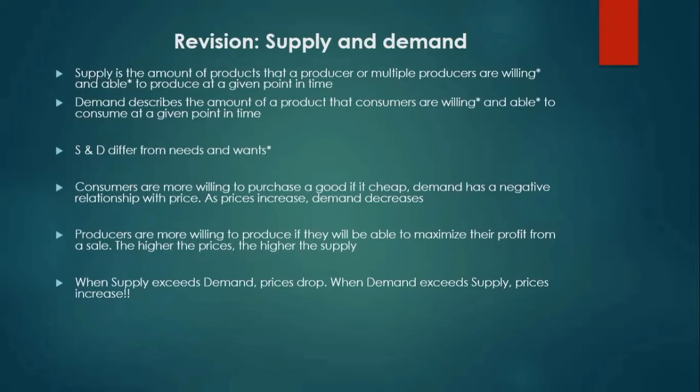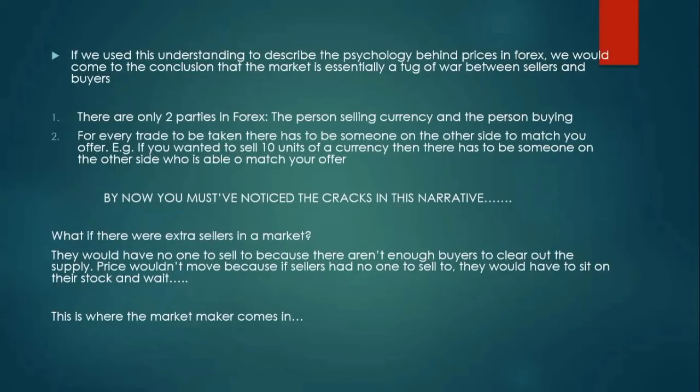Hope that makes sense. If we use this understanding to describe the psychology behind prices in Forex, we would come to the conclusion that the market is essentially a tug of war between buyers and sellers. There are only two parties in Forex, the person selling a currency and the person wanting to buy a currency. For every trade to be taken, whether it's a buy or sell, there has to be someone on the other side who's willing to match your offer. For example, if you wanted to sell 10 units of a currency, there always has to be someone on the other side who's willing to match your offer.